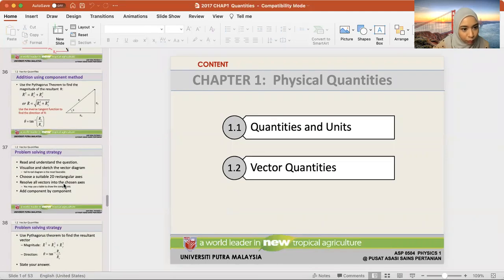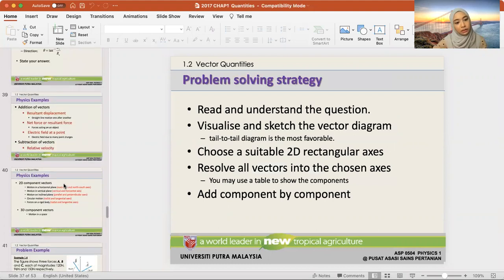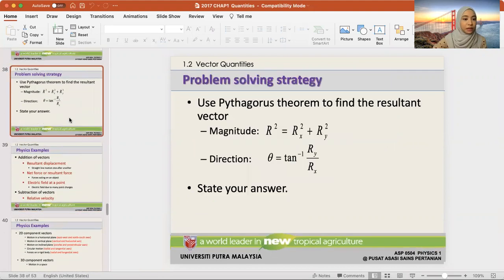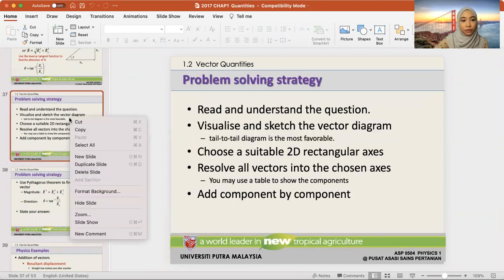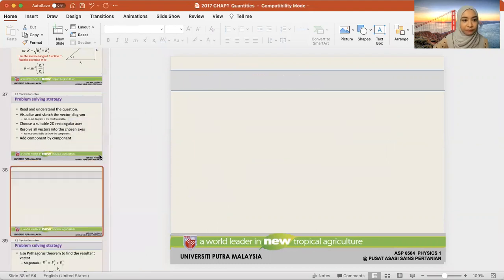Okay, let's see. Where did we stop last time? Okay, I talked about problem solving. So let's do a little recap before we start doing exercises.